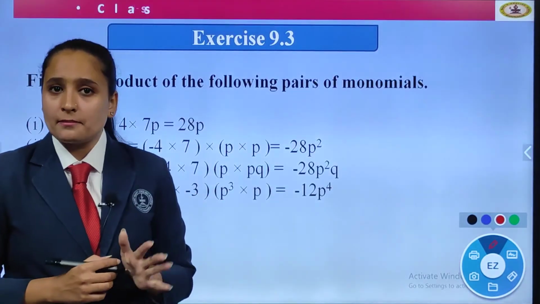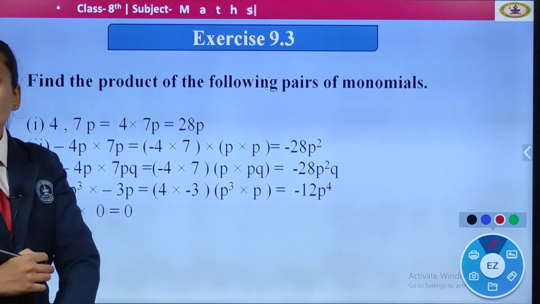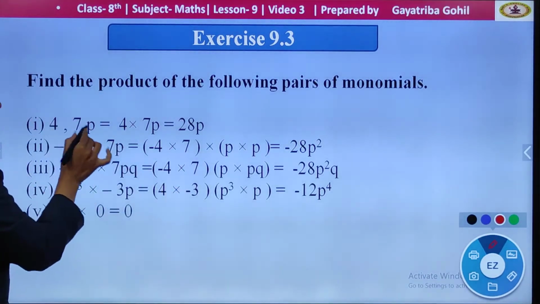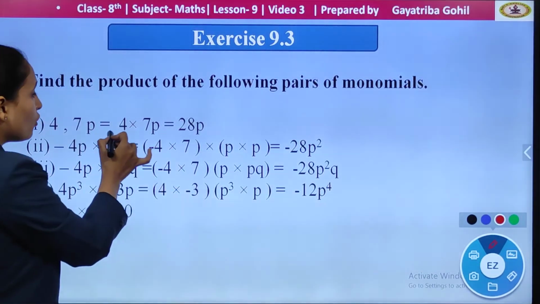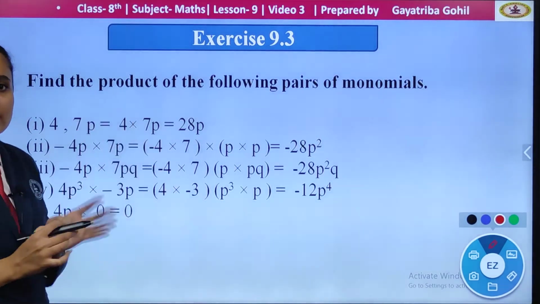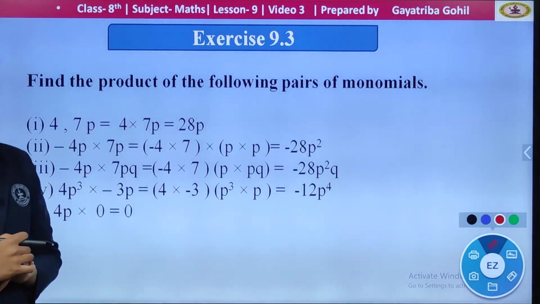Now, let us solve some examples from exercise 9.3. Find the product of the following pairs of monomials. I am only multiplying monomials. 4 and 7p. So, write 4 into 7p. Multiply the coefficients, 4 into 7. What are 4 sevens? 28. So, your answer will be 28p.